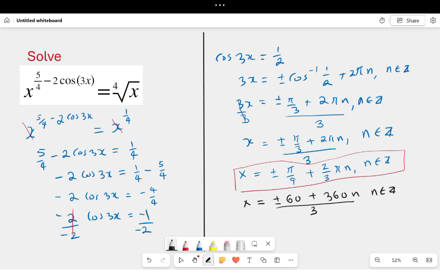And therefore, in degrees, our solution is going to be 60 divided by 3 is 20. So plus or minus 20, and then plus 360 divided by 3 is equal to 120, so 120n, whereby n is all the integers. So again, this is the solution in degrees.